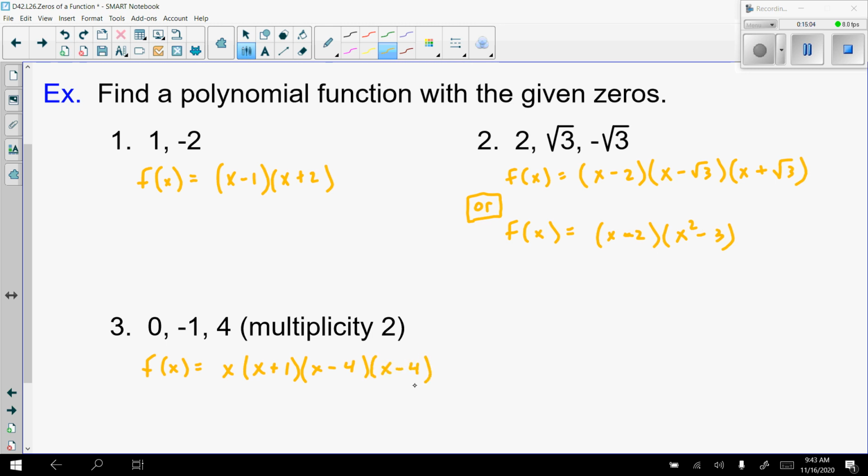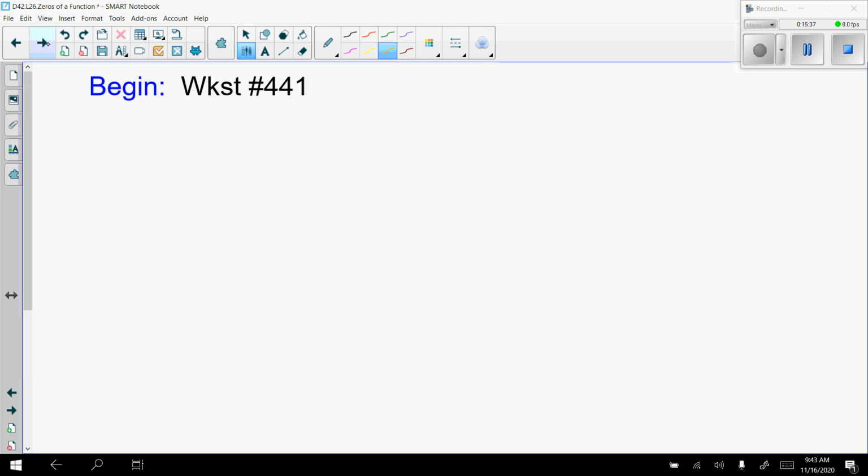So you could write it as such, but it doesn't make sense to leave it as x minus 4, x minus 4. So instead, let's write it as x minus 4 quantity squared, which I think is also better because if there's a multiplicity of 2, you can immediately see that by the exponent. So this is the best way to write number 3. And now you can see how we will write polynomial functions with given zeros when there's a multiplicity. Please move on to the next slide. Please begin the homework.